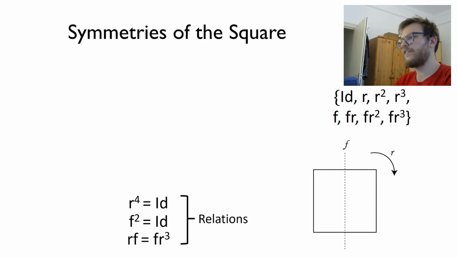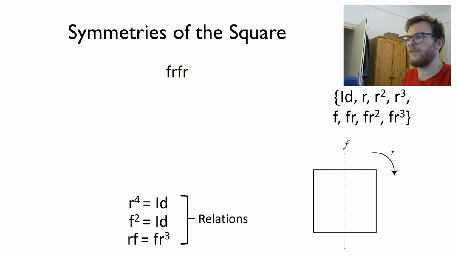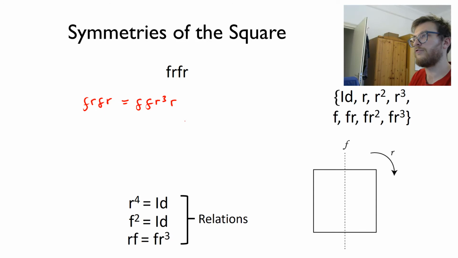As an example of why this is so useful, consider the following symmetry, FRFR. What symmetry is this? Well, one way we could work it out is that we could draw the square like we have done before and track the corners and see if it's similar to anything that we've noticed before. However, we can now do it differently using our relations. Using relation number 3, we see that FRFR is actually the same as FR cubed R, using that last relation, replacing the RF in the middle with an FR cubed.